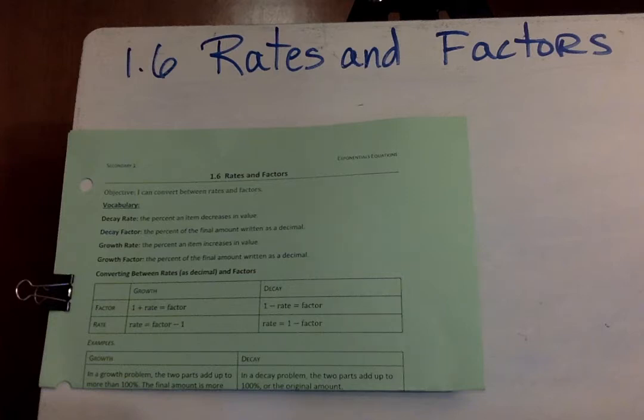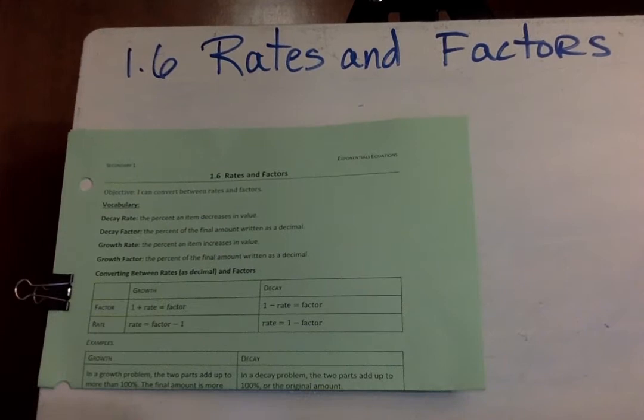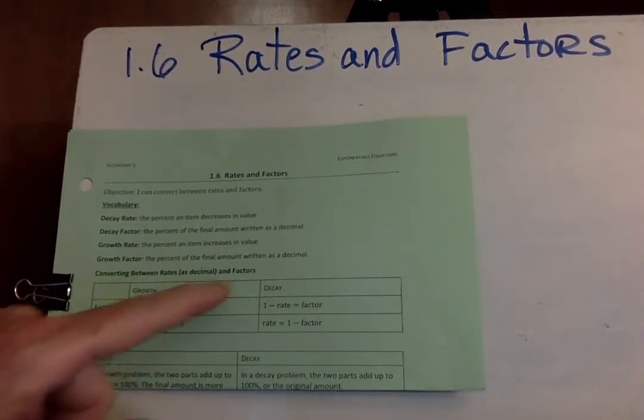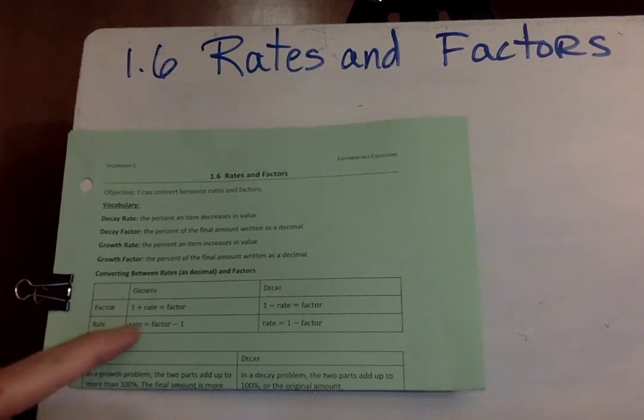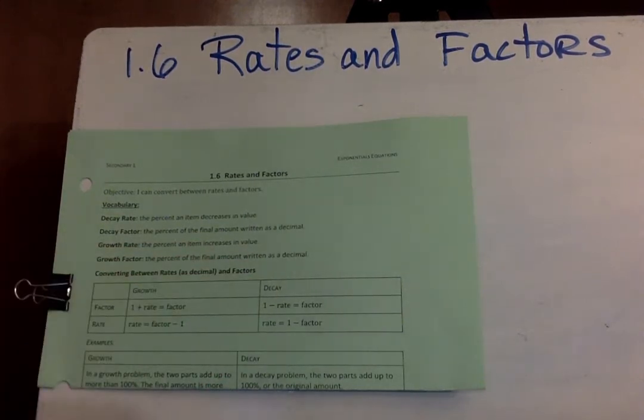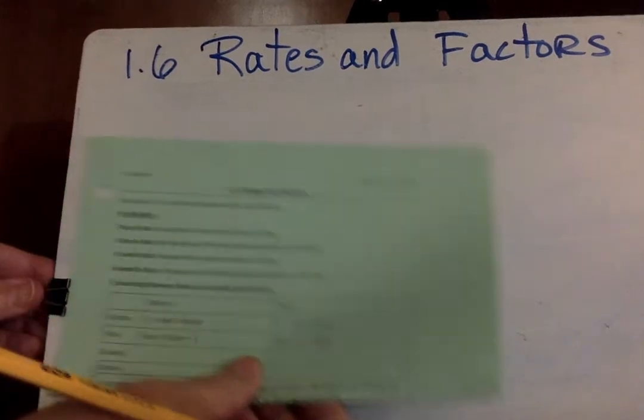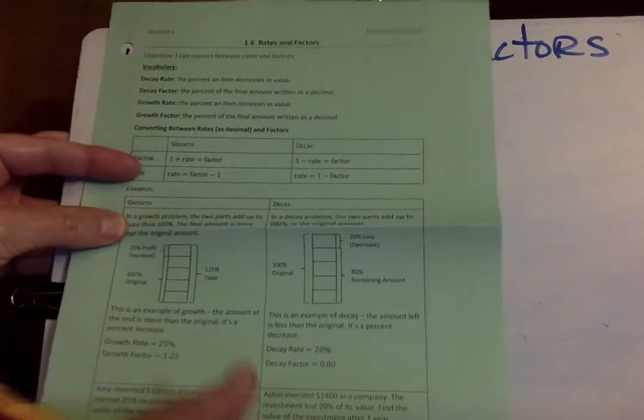Now we're going to convert between rates as decimals and factors. The factor is 1 plus the rate in a growth type of problem. In a decay type of problem, 1 minus the rate is the factor. The rate equals the factor minus 1 for a growth problem, and the rate is 1 minus the factor for a decay problem. So, in a growth problem, the two parts add up to more than 100%.